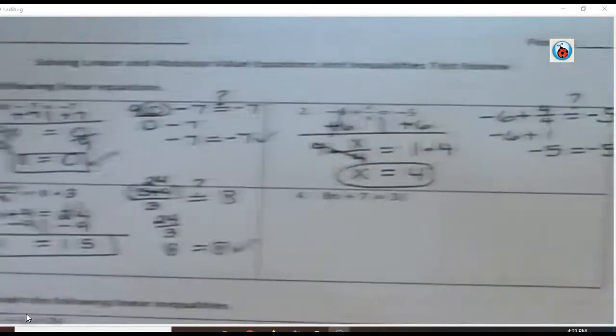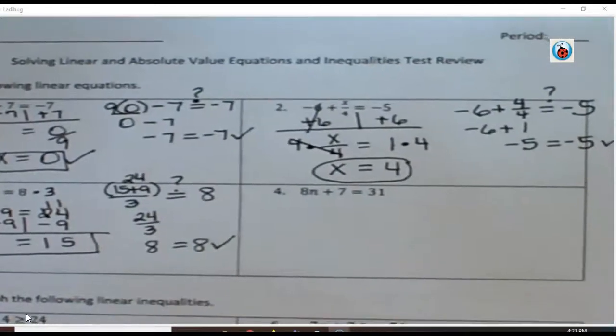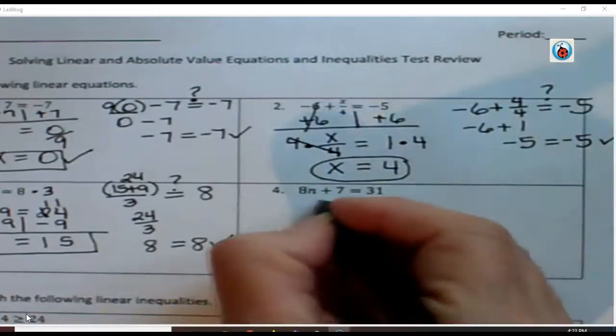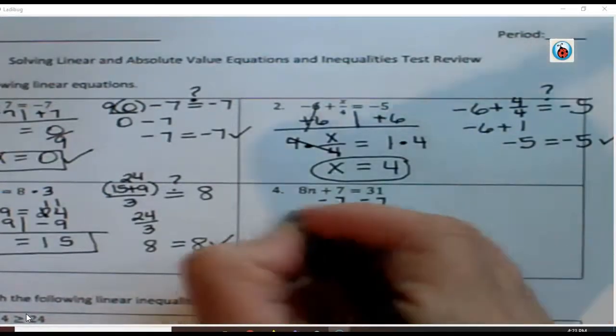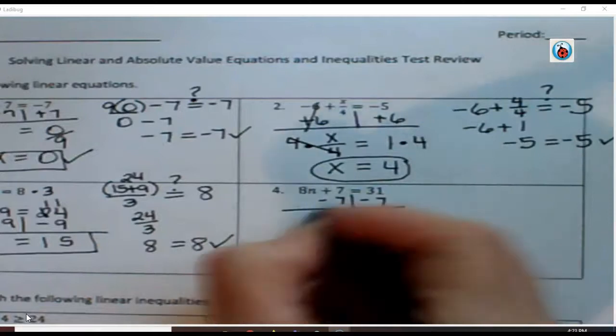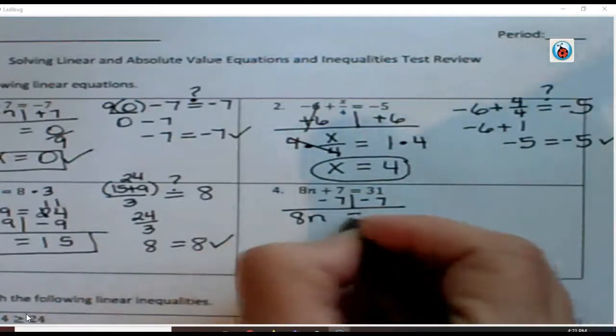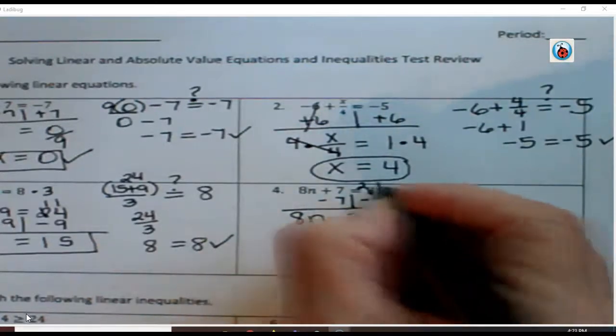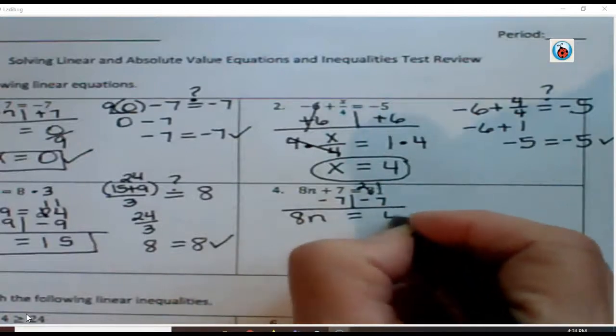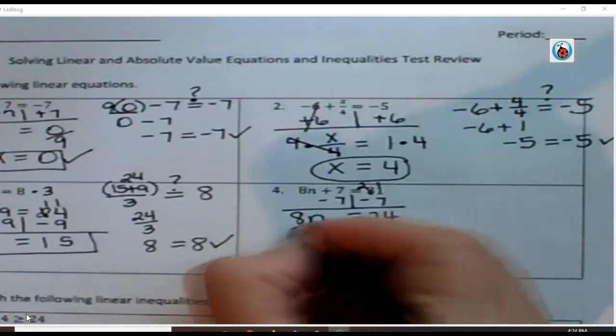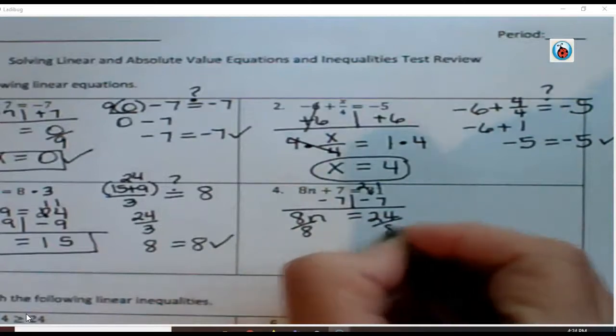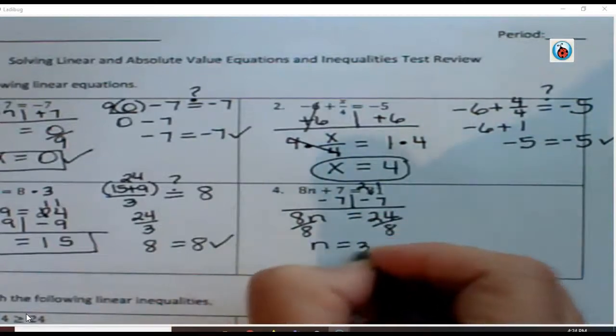Let's look at number 4, our last linear review problem. Subtract 7 from both sides. You get 8n equals 11 minus 7, which is 24. Divide by 8, and n is equal to 3.